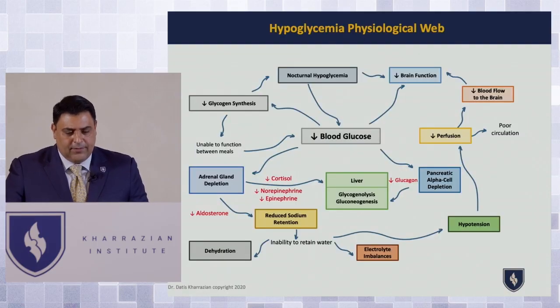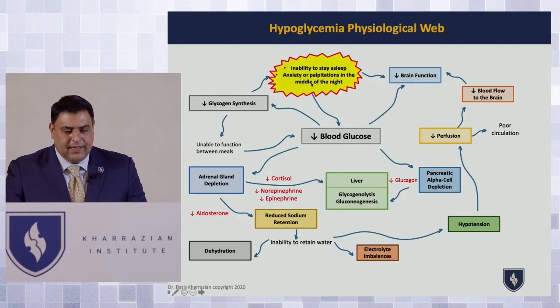Remember, with hypoglycemia there are several things that happen. If their blood sugars are low throughout the day, they can't build enough glycogen, so they get nocturnal hypoglycemia. The key pattern is the inability to stay asleep, anxiety or palpitations in the middle of the night. Patients with hypoglycemia don't get enough blood flow. Halfway through a history and exam, they can lose all function and you can see the look of fatigue on their face. They just want to lie down and can't answer your questions anymore. They have poor brain endurance.